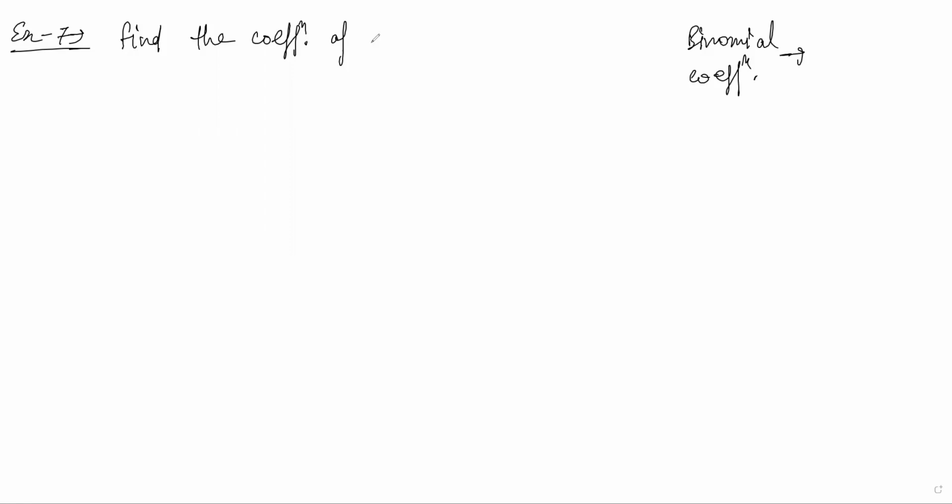Is it nCr? Yes, nCr. So nCr is the binomial coefficient. But we have not been asked the binomial coefficient. We have been asked the coefficient, right? There is a very basic difference between coefficient and binomial coefficient. I'll clear that up in the given question.